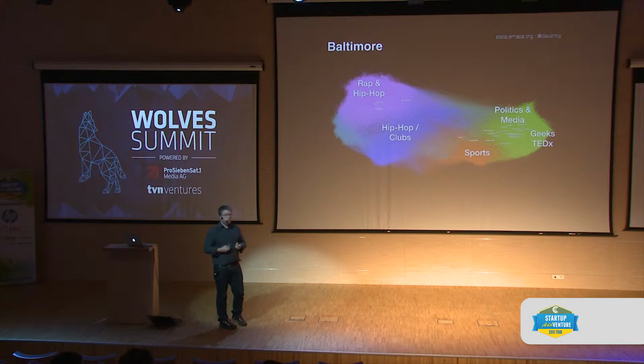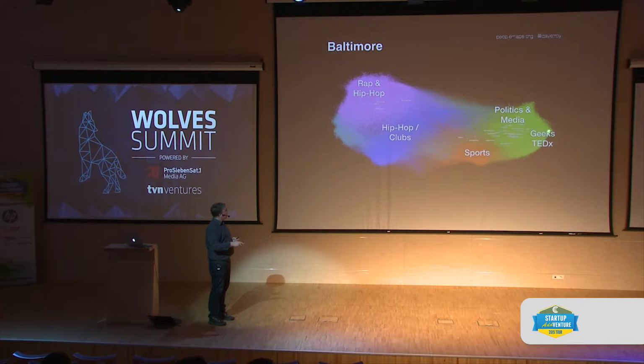One of the interesting things that this kind of map reveals about a city like mine is that it's quite segregated. The people on this end of the network barely have anything in common with the people on this end of the network.